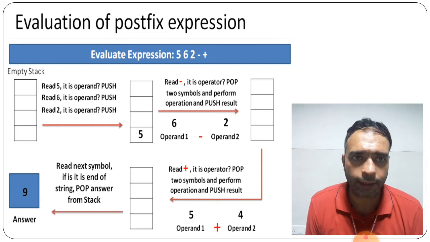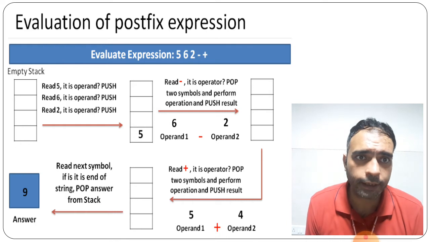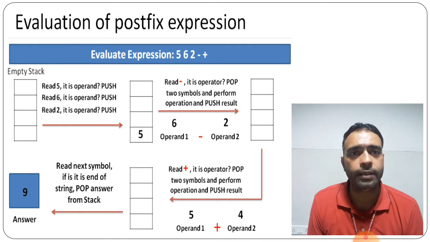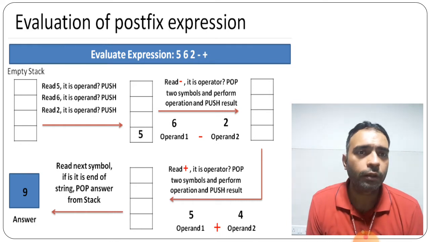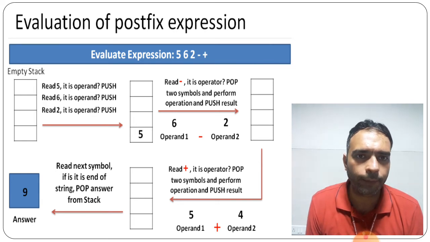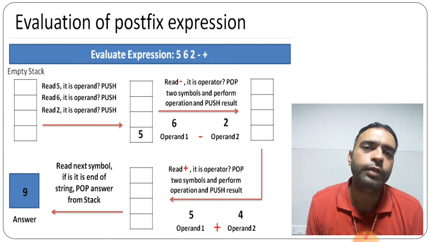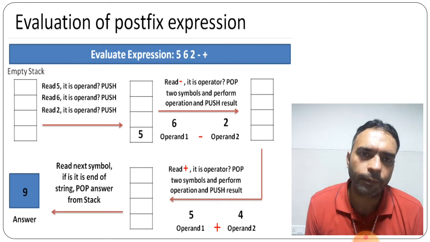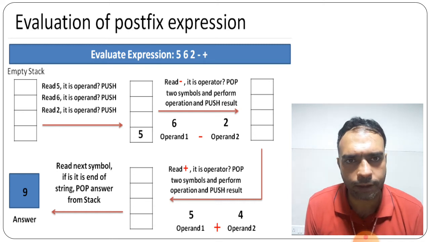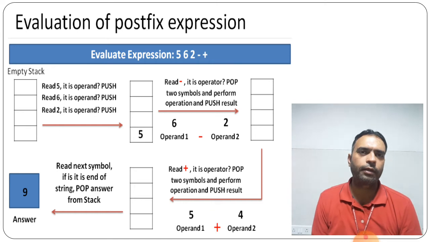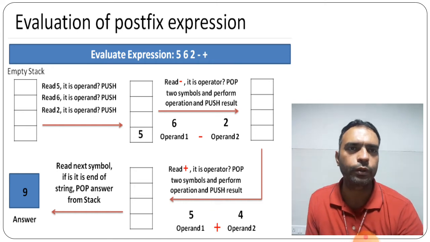That result will be pushed into the stack after consuming the minus sign. Then the plus sign is given, and the remaining two values are 5 and 4. The plus sign is applied between 5 and 4, so 5 and 4 will be added, and the result will be 9, which is pushed into the stack. At the end, that answer will be popped, meaning deleted and removed, and finally given to some variable. So this is the final answer, how to evaluate the postfix expression.